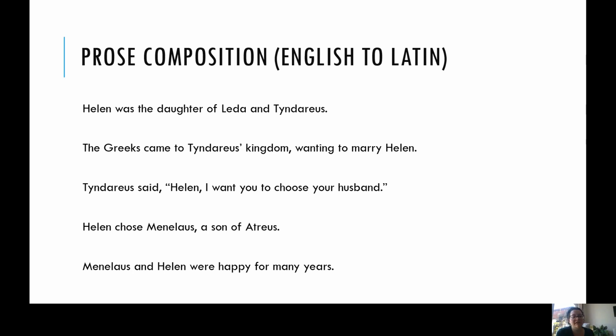And then at the end, Menelaus and Helen were happy. So that word happy needs to agree with both of them. The rule is that if there is a man involved, then it becomes masculine. You could have 59 women in a room and one man, and it would still be masculine. So, patriarchy. So happy would be masculine plural. Then for many years, you'd want to use a temporal use of the accusative, which shows duration of time. So you wouldn't have a word for, but many and years would both be accusative plural.